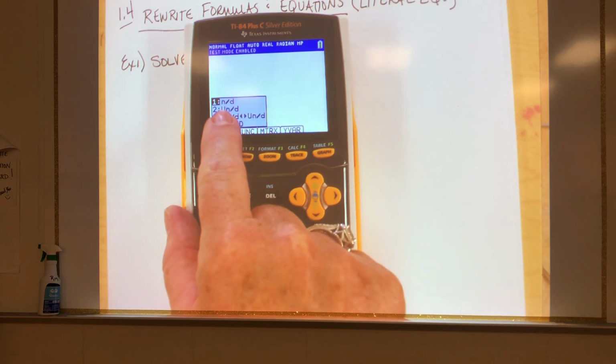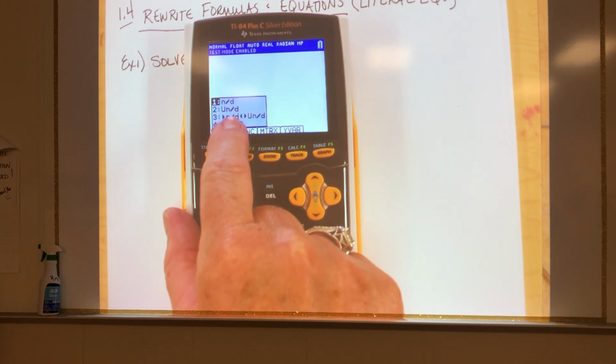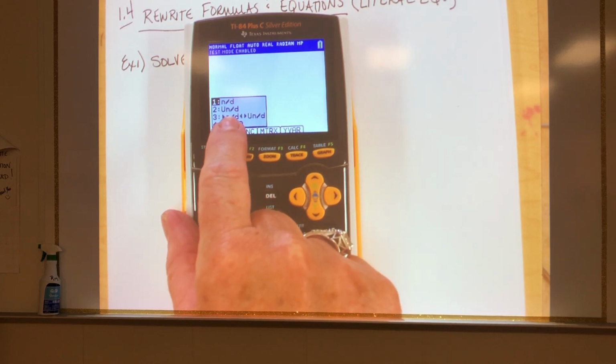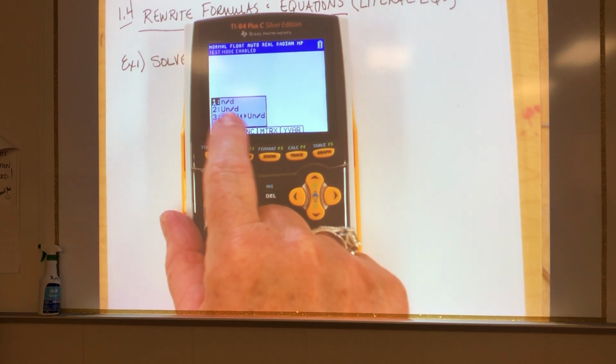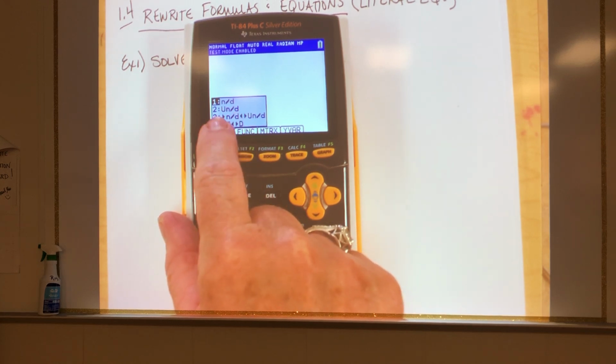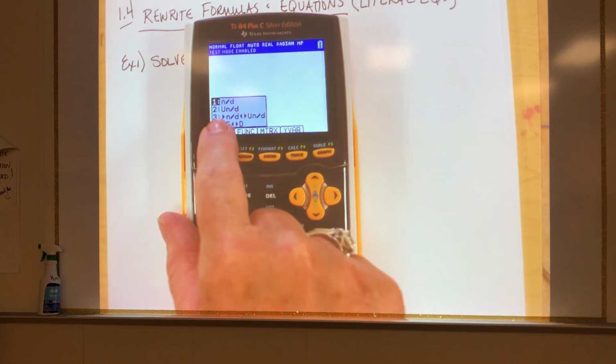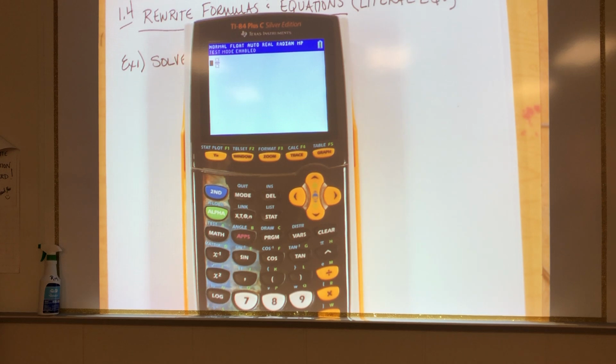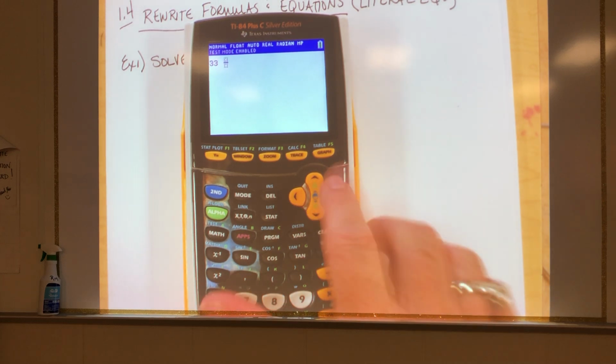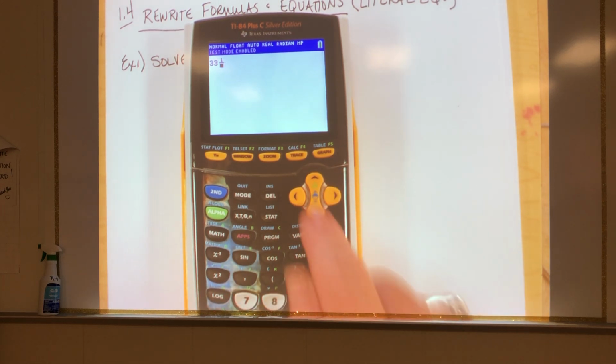The first one is a numerator over a denominator. Look at the second one. It says units and a numerator and a denominator. Big number and a numerator and a denominator. So I'm going to choose number 2. And then I'm going to go 33 and 1 third.